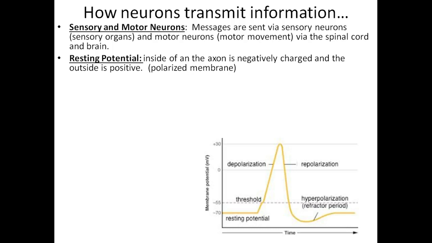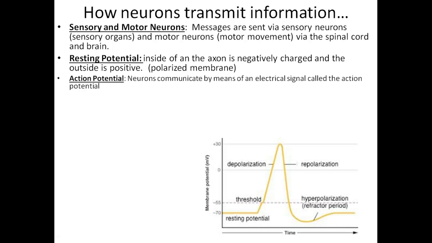Resting potential. When a neuron is just resting, when it's not doing anything, the inside of the axon terminal is negatively charged, and the outside of the axon terminal is positively charged. And that's what we would see happening right here in this chart.